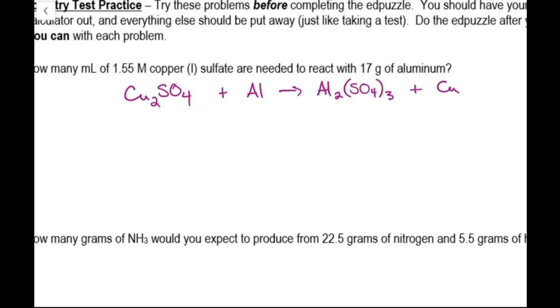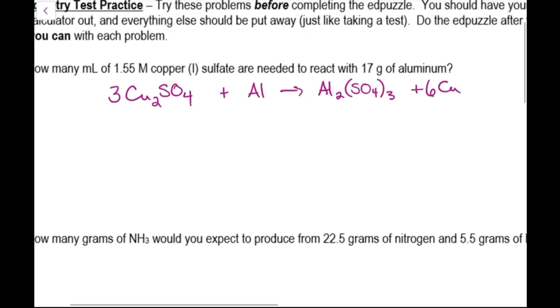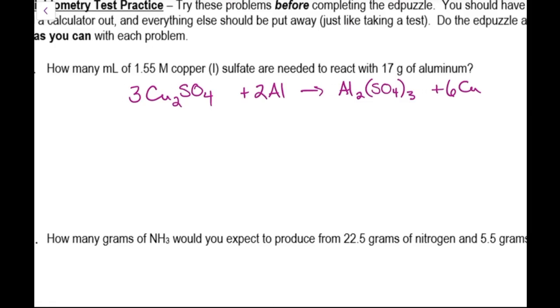In terms of balancing, it looks like I need 3 sulfates on the left because I have 3 on the right. So I put a 3 there, and then that means I have 6 coppers, and I need to have 2 aluminums, and we should be all balanced. So then in terms of planning the problem, we're going to start with our 17 grams of aluminum. And actually, I don't even need to write 17 grams. I can just say grams Al.